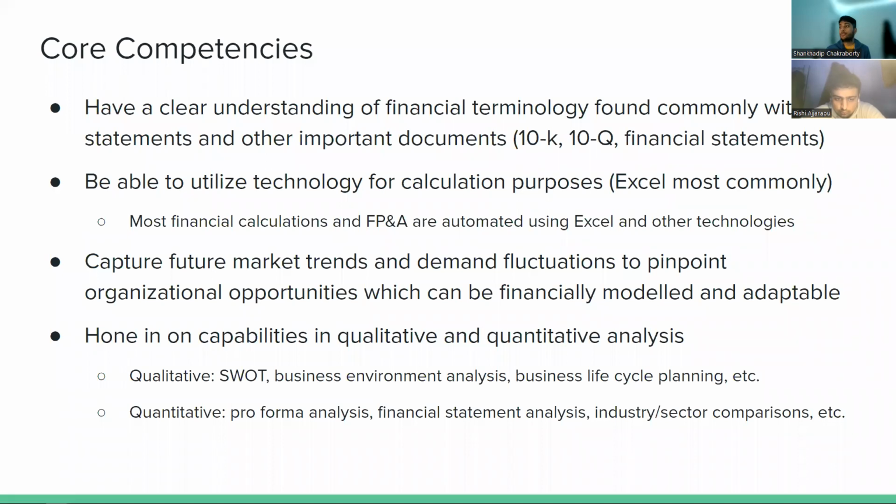Okay. Be able to utilize technology for calculation purposes. Technology, as I said, super important. It's also important to automate those functions. Excel is the most commonly used one because it's just so versatile. And of course, I know a lot of you, and I did this myself, but many students in college tend to say that they're very proficient in or extremely advanced in Excel, but it's such a vast technology, and there's new stuff coming out within Excel every single day that you can't really say you're an expert to the extent that you need to be for FP&A.